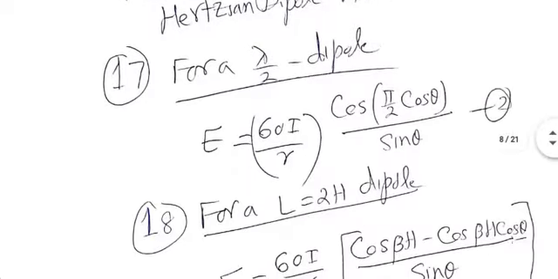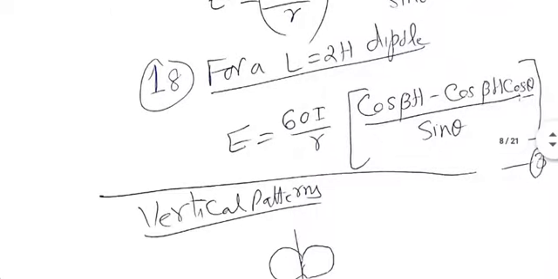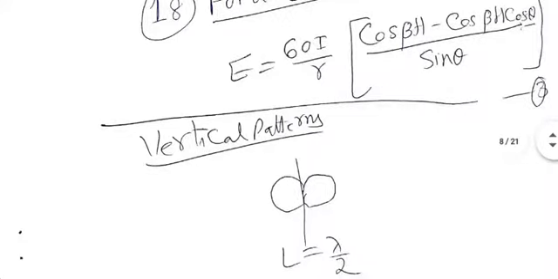For a lambda by 2 dipole, the formula changes a little bit. E is given by equation 2. So here the dependence on theta is slightly more complicated. You have to write a MATLAB program to actually get the values. And for a dipole of any arbitrary length, the formula is even more complicated. We have derived these formulas. However, for specific values of length, L is 2h, you can do the calculation.